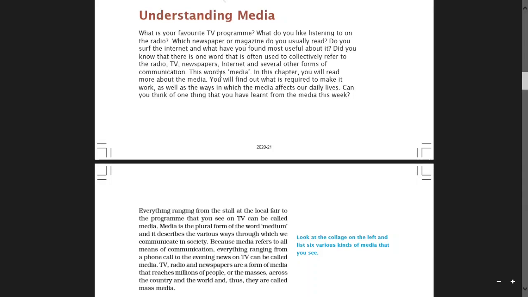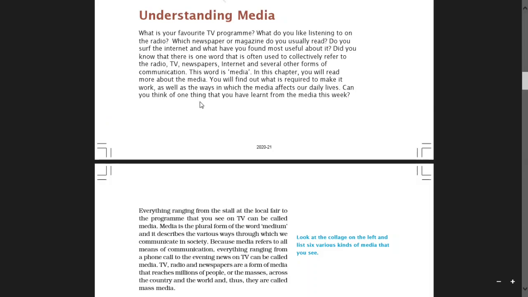In this chapter, you will read more about the media. Here in this very chapter, you will study media in detail. You will find out what is required to make it work, as well as the ways in which media affects our day-to-day lives.